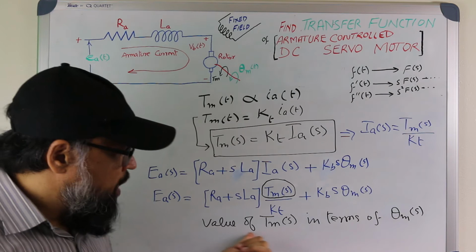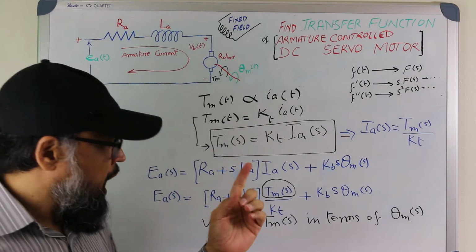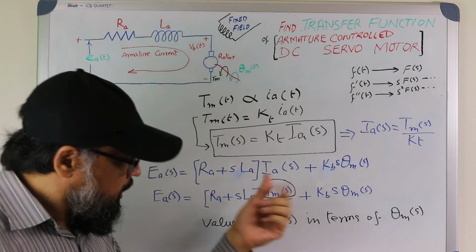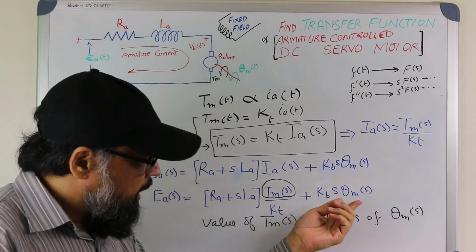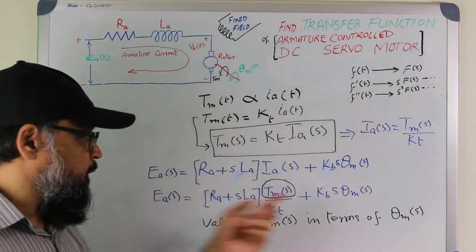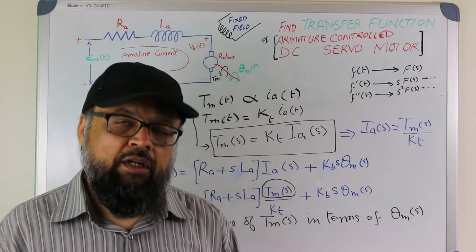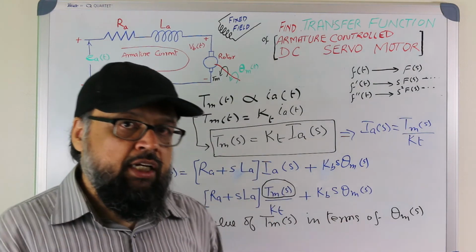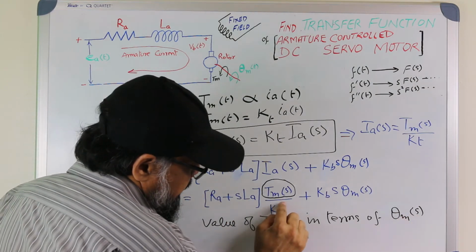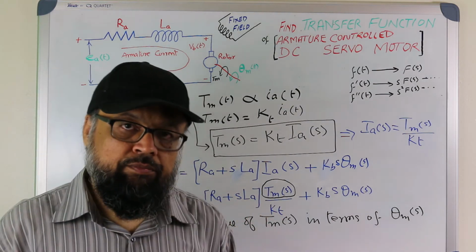If we could get the value of torque in terms of theta and put it here, this torque will be gone, theta will come here, and we can then take common theta ms and then take the ratio of theta ms with this and get our transfer function. Very simple.